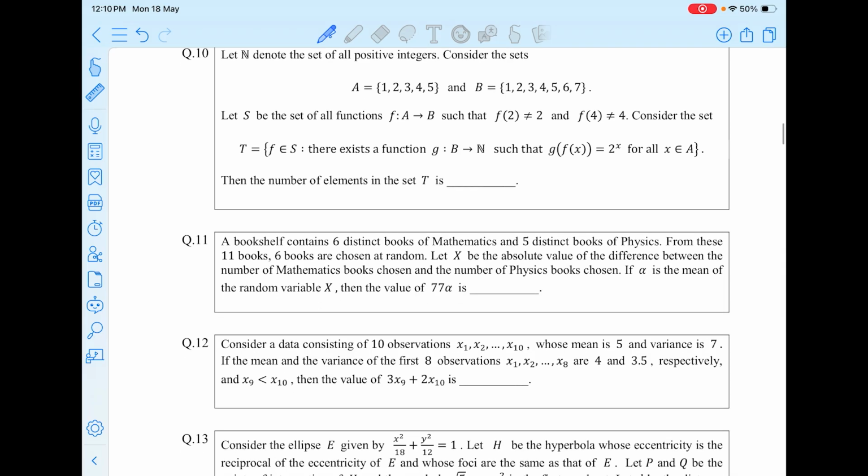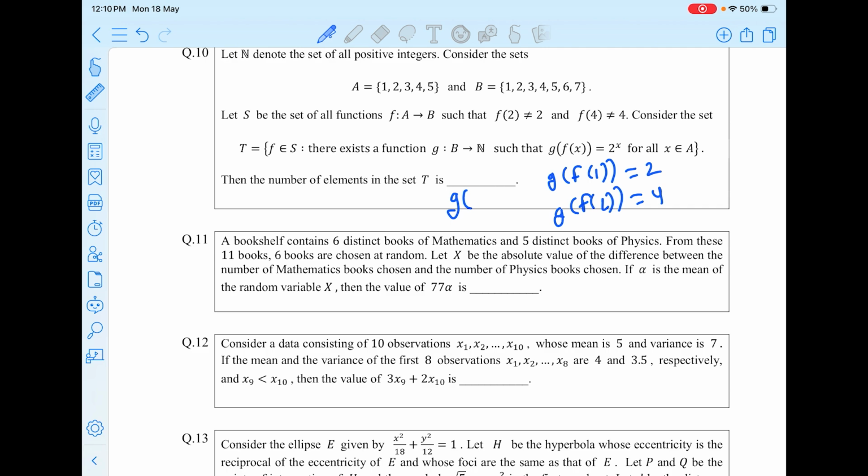So see, g of f of x is equal to 2 power x. For example, if I ask g of f of 1, so g of f of 1 is what? 2. g of f of 2 is 4. Now I am taking two cases, f of 1 and f of 2 both are same. Suppose both are same, so you will get g of k is equal to 2 and g of k is equal to 4. This is not satisfying the condition of a function. So that means f of 1, f of 2 should not be same.